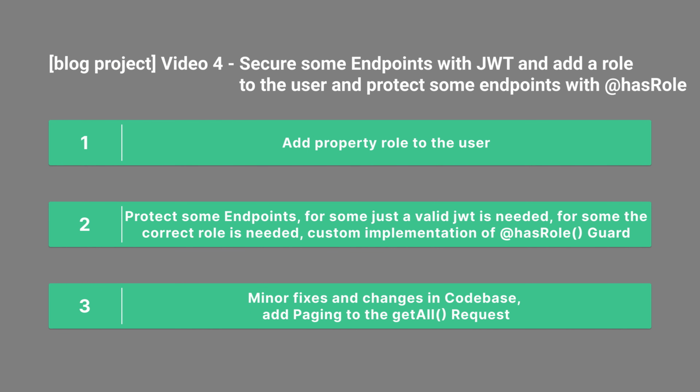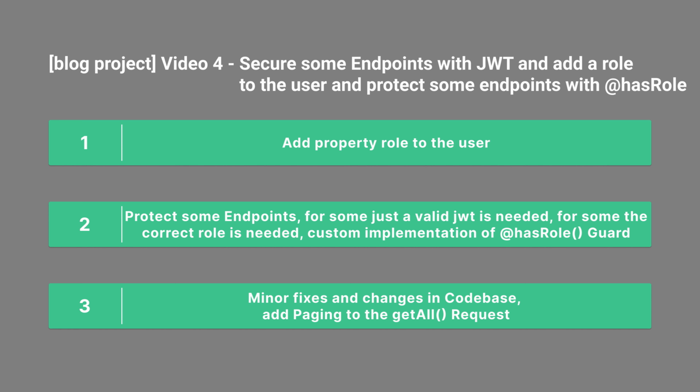So the last thing that we are really doing now is looking at the next video in the series. And there we are adding the property role to our user. And then we protect some endpoints. For some you will just need a valid JWT, and for some you will need the correct role. And for this we make a custom implementation of the @HasRole annotation or guard and use this. So it will check the JWT, get the user, and will check is he having the right role to access this resource.